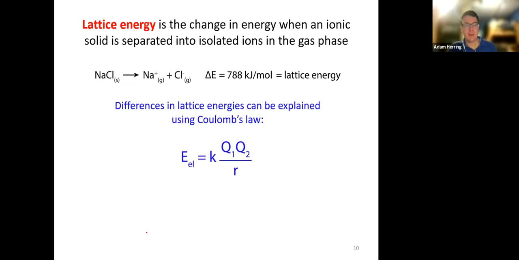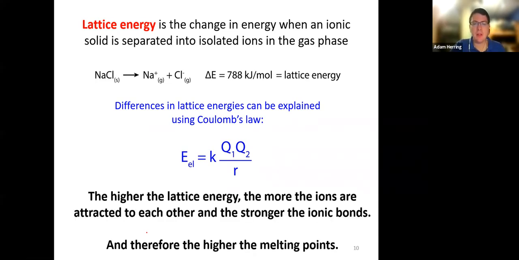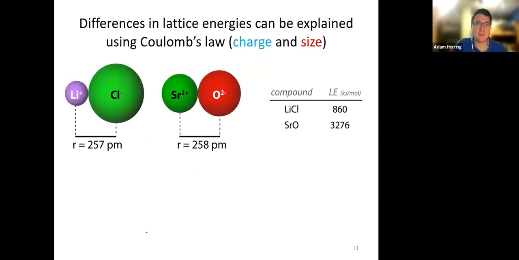And we can think about the lattice energy in terms of Coulomb's law, which we've looked at many times already this semester. And so in general, the higher the lattice energy, the more the ions are attracted to each other and the stronger the ionic bonds. That's going to lead then to higher melting points or boiling points. So what does this look like? How do we actually evaluate this?